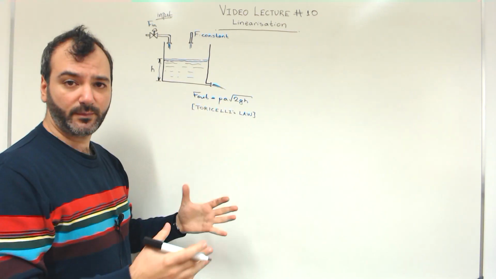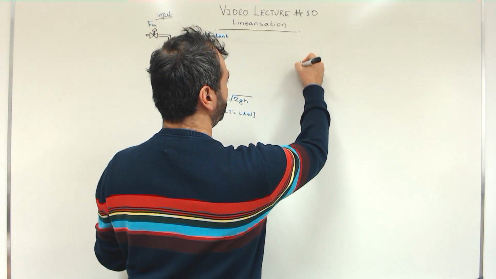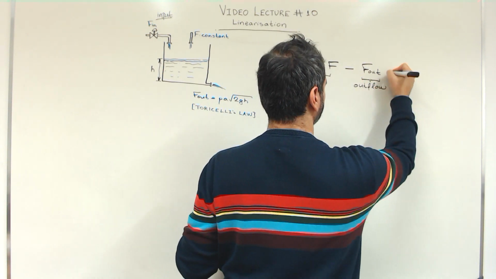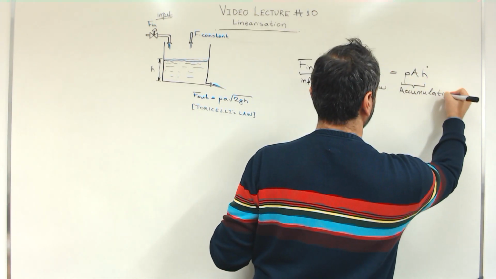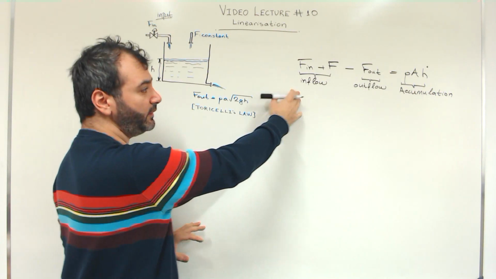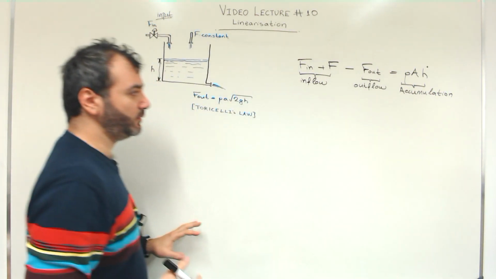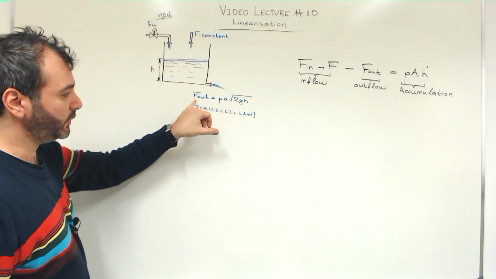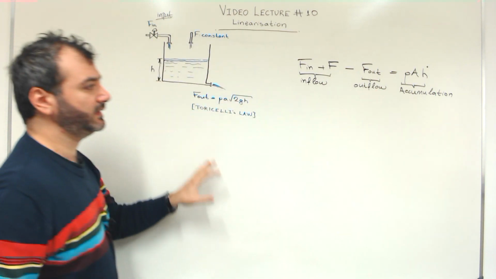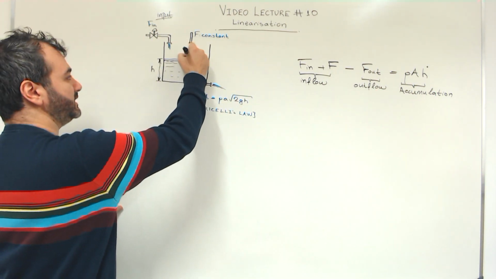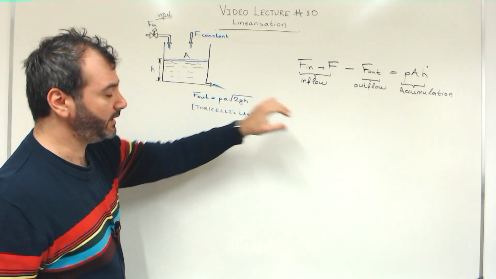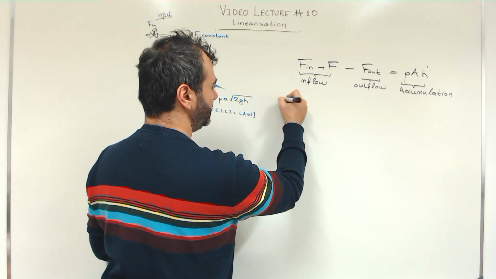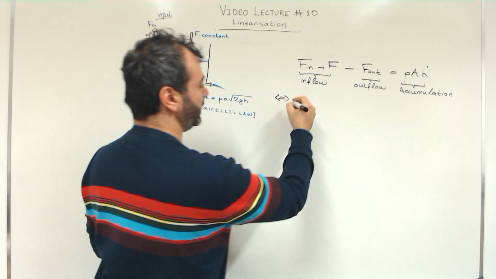So we know from the mass balance, the basic mass balance equation, that the total inflow minus the total outflow equals the accumulation. Here the total inflow is f plus f in, of course. The outflow is f out, and the accumulation is density times the surface of this cylindrical tank times the rate of change of the level of liquid inside the tank.